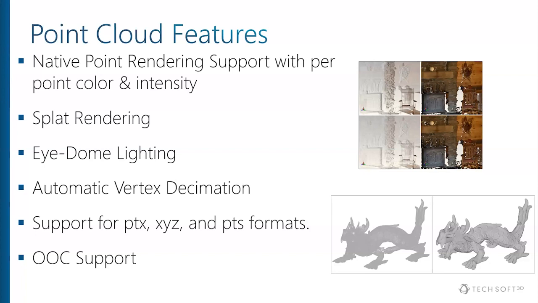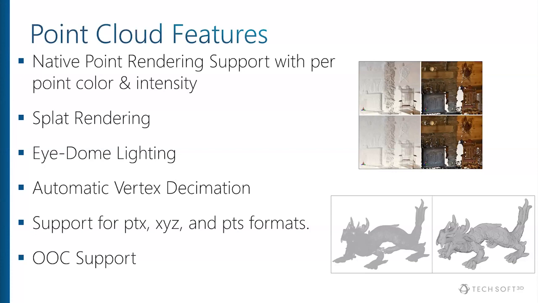So we support point rendering, of course, with point colors and intensities. We support splat rendering, which is basically rendering each point as a sprite, and that makes especially thin point clouds look a lot more solid. I'm going to go into a little more detail on that in a second. We have the special EDL lighting mode, which essentially fakes lighting on a point cloud, especially useful if a point cloud doesn't have any RGB colors set on it, to make it a lot more three-dimensional and easier to parse visually.